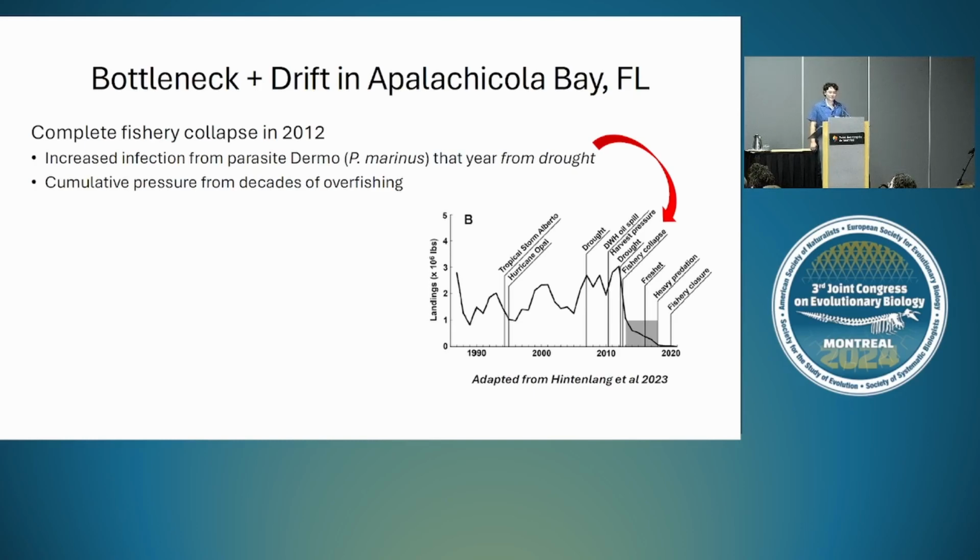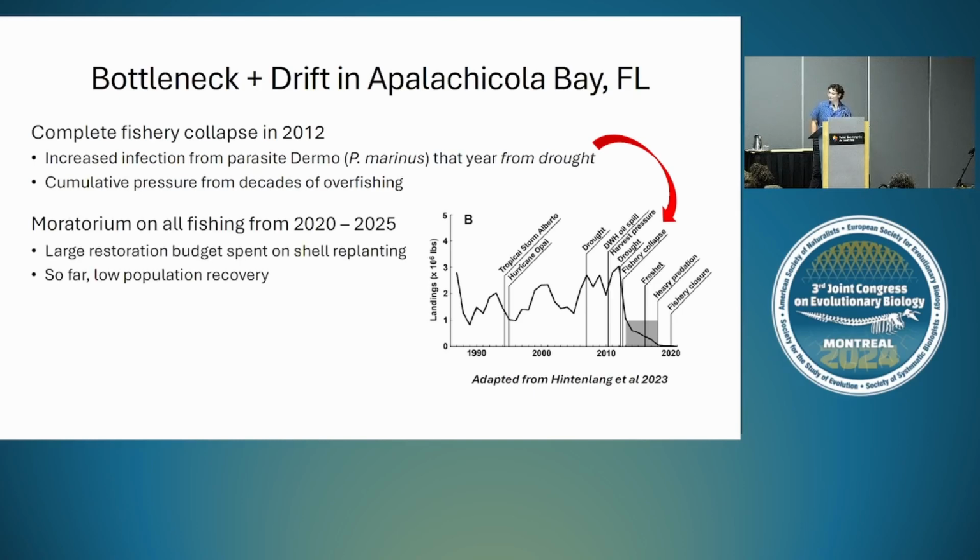And so I'm going to talk about the conservation context of Apalachicola Bay, Florida. They experienced a complete fishery collapse of the eastern oyster in 2012, and this was due to an epizootic from the parasite dermo. So they had a year of drought. Dermo thrives under high salinity conditions, and so this drove the parasite to be in very high prevalence in the local waters, and also from cumulative decades of overfishing.